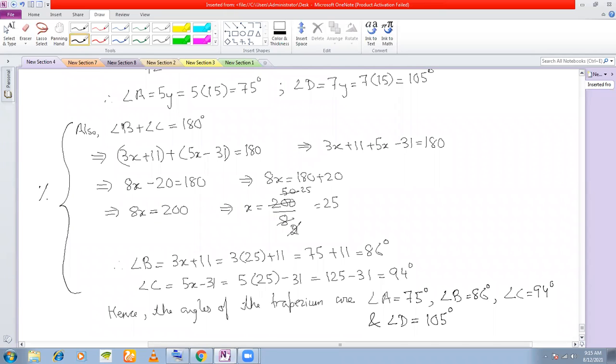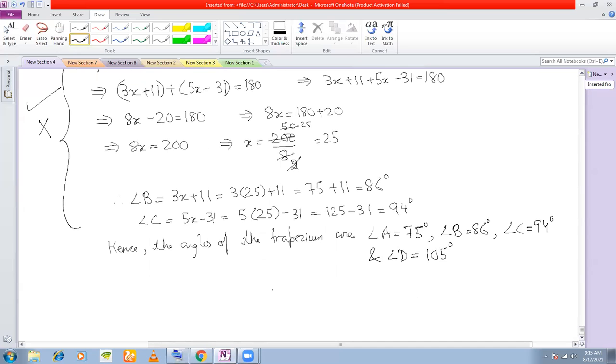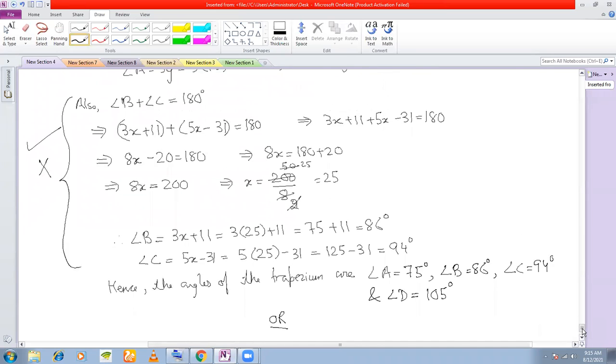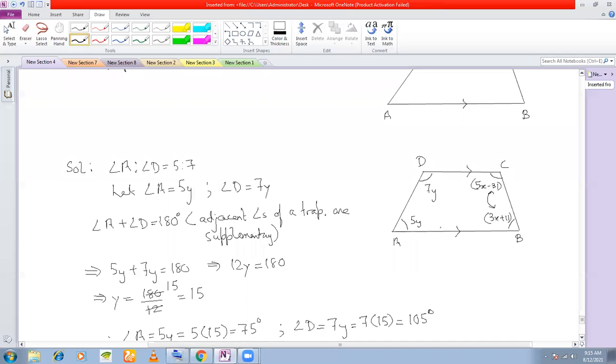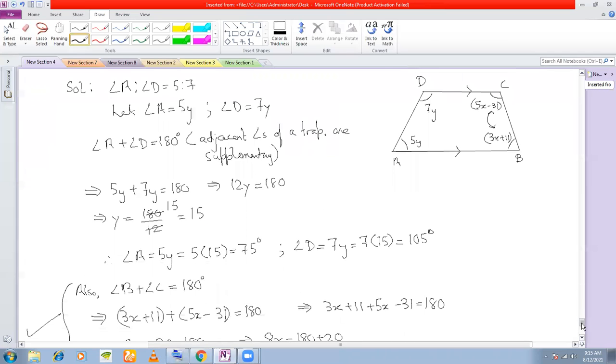Can I rejoin? Yes. Now if you don't want to do this method, there's another method, but I would recommend you do this method only. If you don't want to do this method, what you can also do here is you have already found out these two angles. How much have you found out?